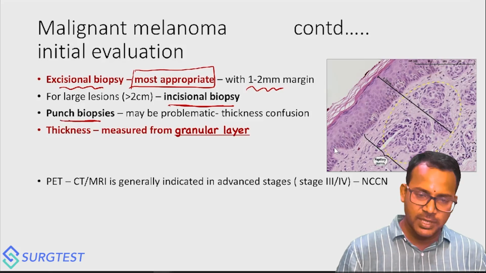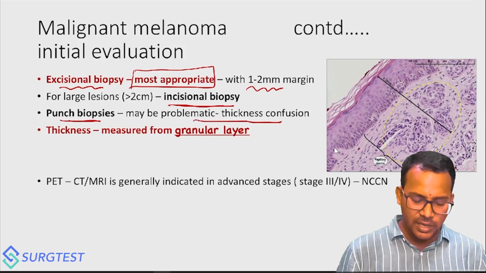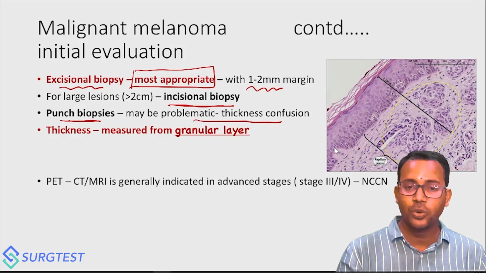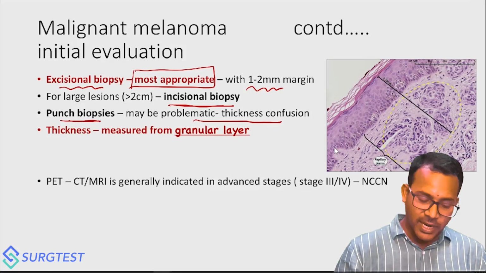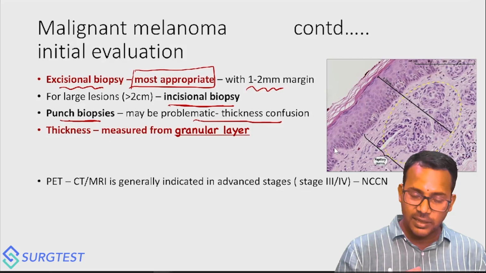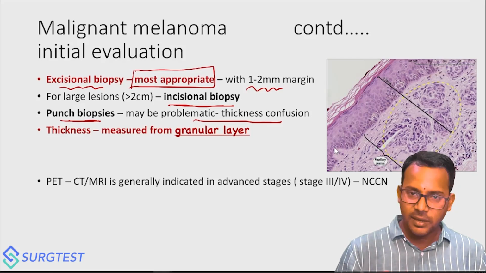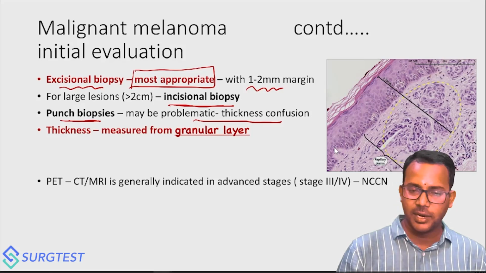Okay, punch biopsies are least advised because you will have problems commenting upon the thickness of the lesion. You cannot comment on the thickness of the lesion because you have taken a punch, and sometimes in the punch you might not get into the depth of the lesion. Okay, why is this important? Why is the thickness important? Okay, because based upon this thickness, you have the T category of the malignant melanoma.